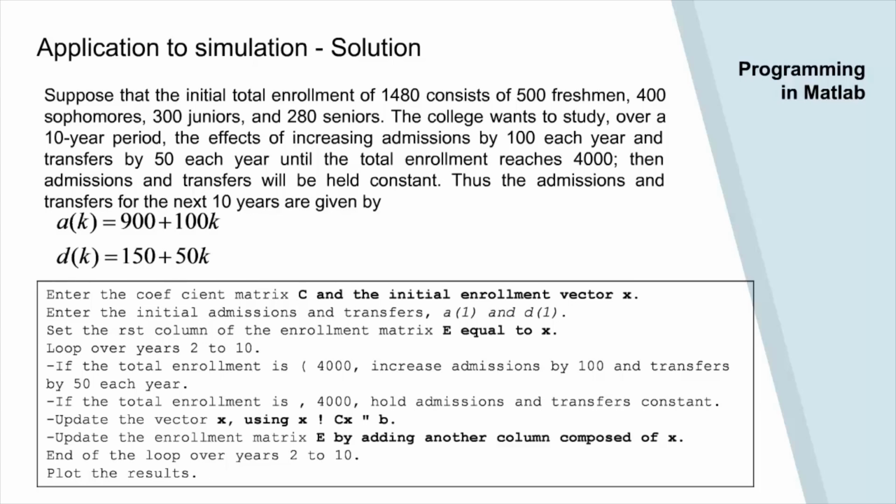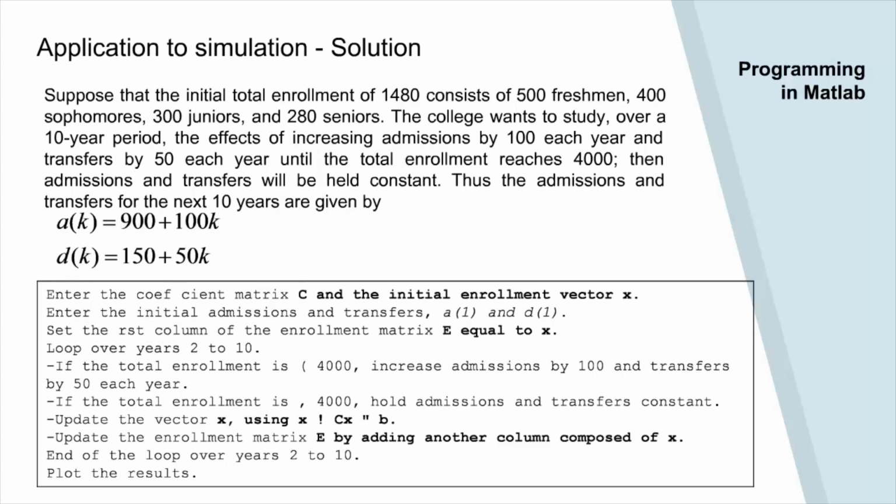Thus the admission and transfer for the next 10 years are given by A(k) = 900 + 100k and D(k) = 150 + 50k respectively. So these are for k values of 1, 2, 3 and so on until the college total enrollment reaches 4000. Then admission and transfers are held constant at the previous year's level. We cannot determine when this event will occur without doing a simulation.